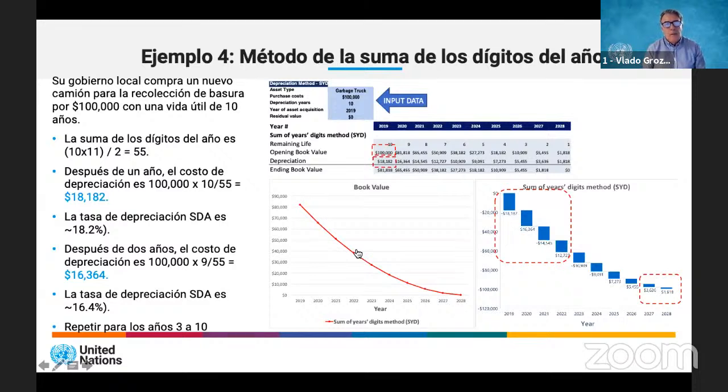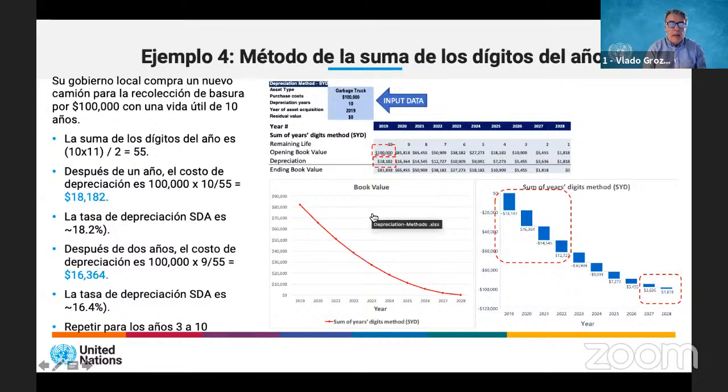If you have a government purchase, this is the most appropriate method for vehicles or equipment with a longer period of time, let's say 7 up to 10 years. For example, as shown here on the slide, a garbage truck with a value of 100,000. This is the most appropriate method, called the sum of the years digit method.